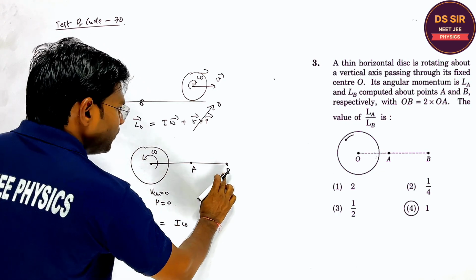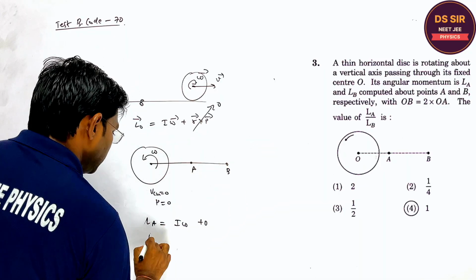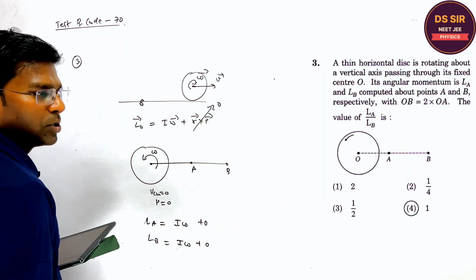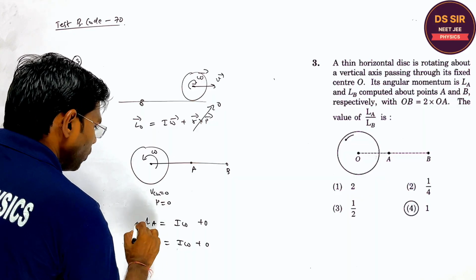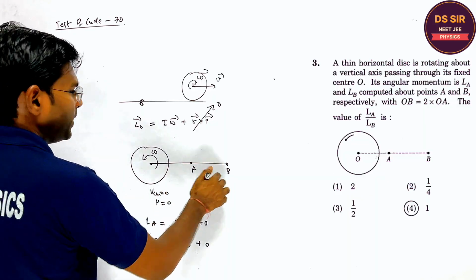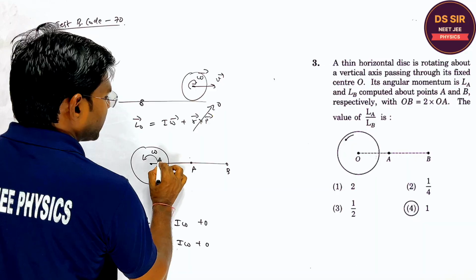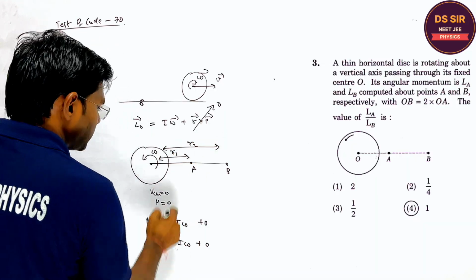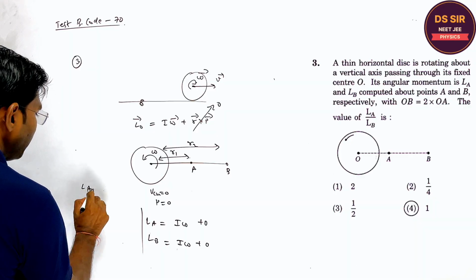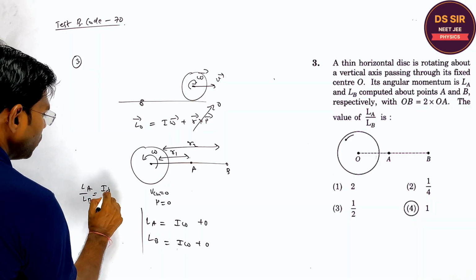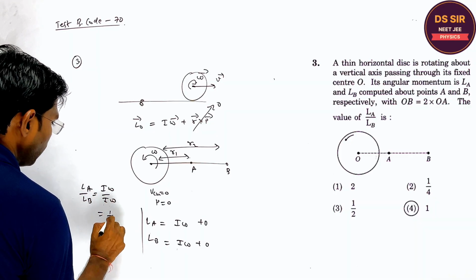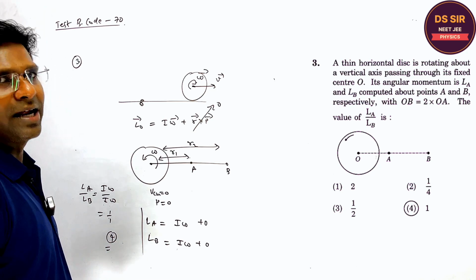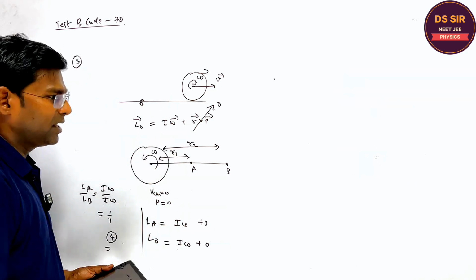In the same way, if you take B, the angular momentum about B is I omega plus linear momentum, which is not present, so 0. Therefore, angular momentum about A and B, whatever the distance, whether it is R1 or R2, does not depend upon the distance. Therefore LA upon LB comes to be I omega upon I omega, and 1:1 is the correct answer. So the fourth option is the correct answer. If you have done it correctly, comment in the comment box.